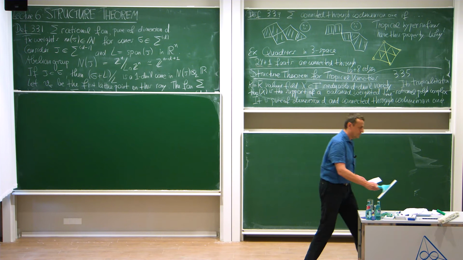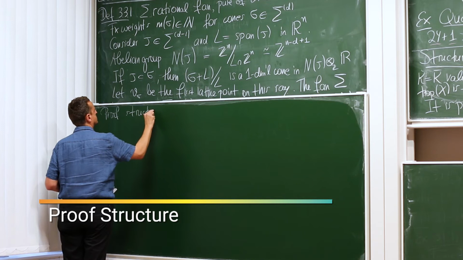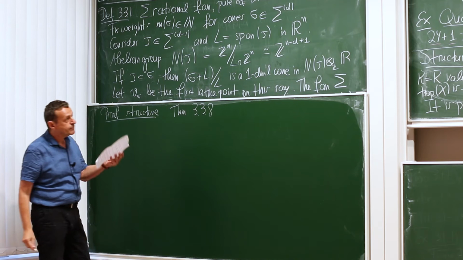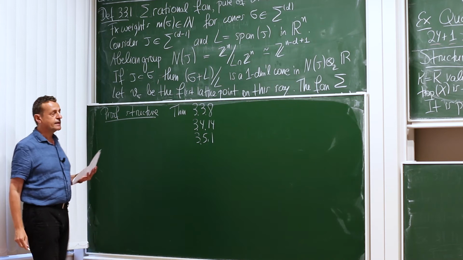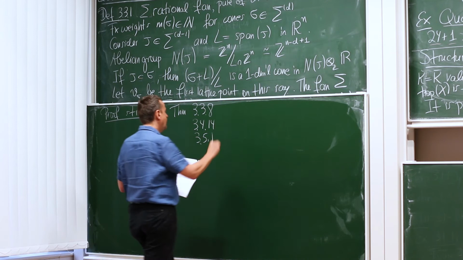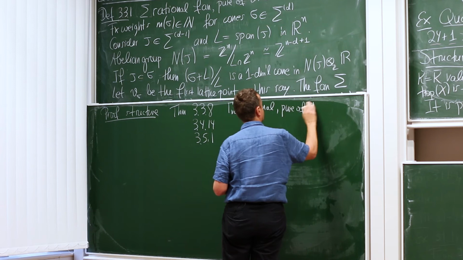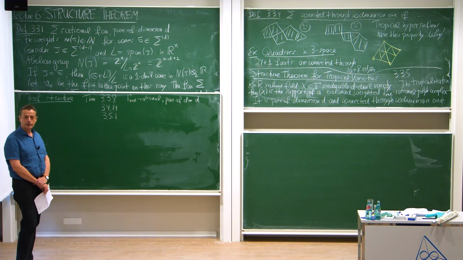Okay, so the proof structure of the structure theorem. Well, there are a bunch of theorems that get used, and they are developed over three sections. So the main theorems that make up this proof are 3.3.8, 3.4.14, and 3.5.1. Those are the main points, and then aggregating them all together gives you this theorem. So 3.3.8 says Gamma of L is rational and pure of dimension d. Okay? The first thing that you prove is that everything is defined over the rationals, where the rationals refer to the value group, and then the top dimensional cells have the correct dimension.